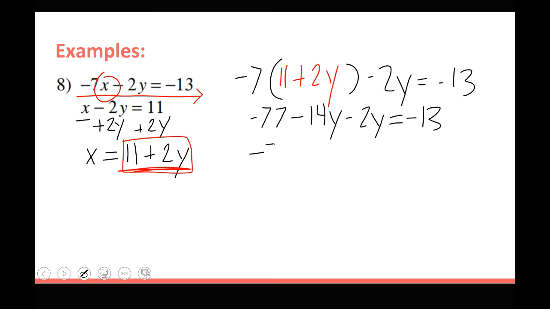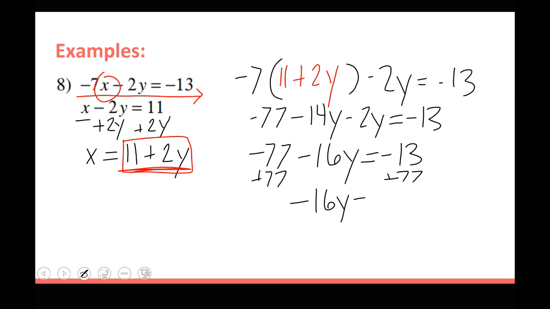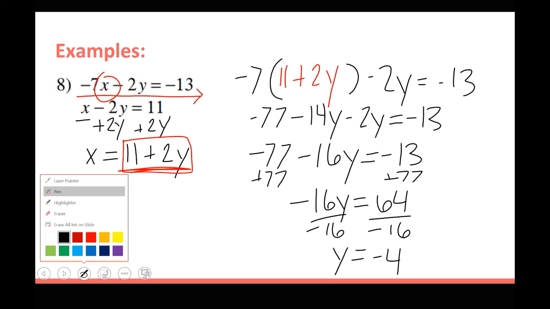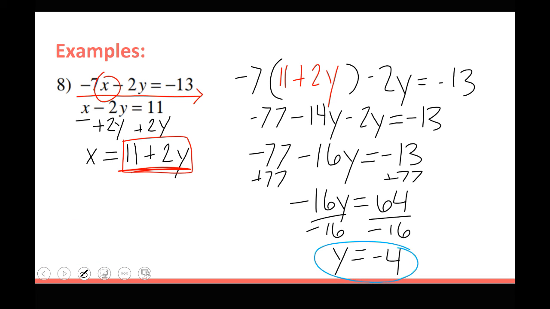Combine like terms, bring down the negative 77. Negative 14y minus 2y is negative 16y equals negative 13. Add 77 to both sides. That gives us negative 16y equals 64. Then if we divide both sides by negative 16, we get y is negative 4. Okay, now that is our substitute for y.